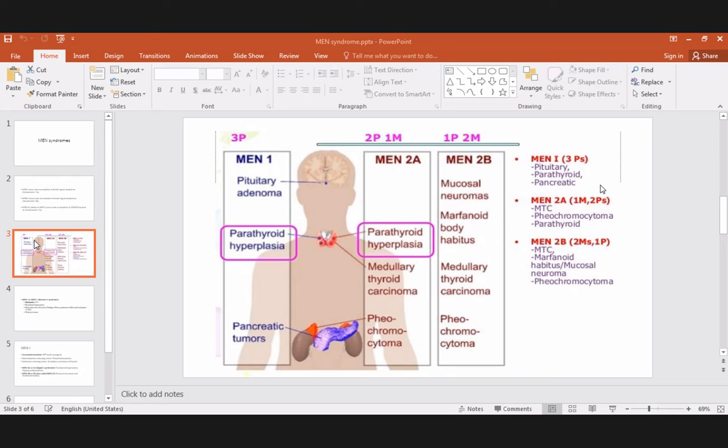Triple P is for MEN 1, PPM is for MEN 2A, and PMM is for MEN 2B. So you have to revise it by any means. I have my own mnemonic for it. Make your own mnemonic or use the mnemonic that has been given here: 3 P's, 1 M; 2 P's, 2 M; 1 P.